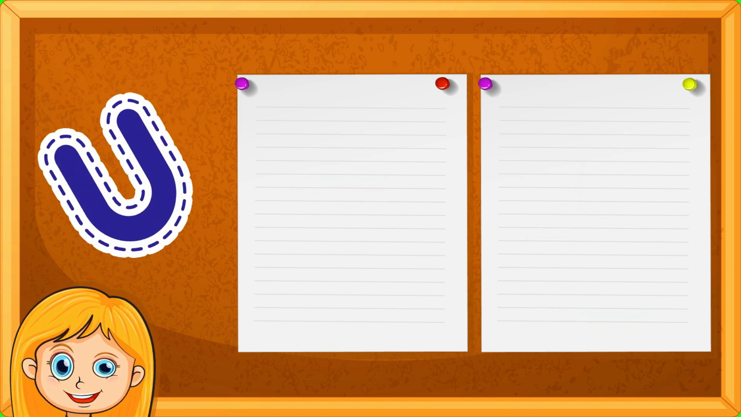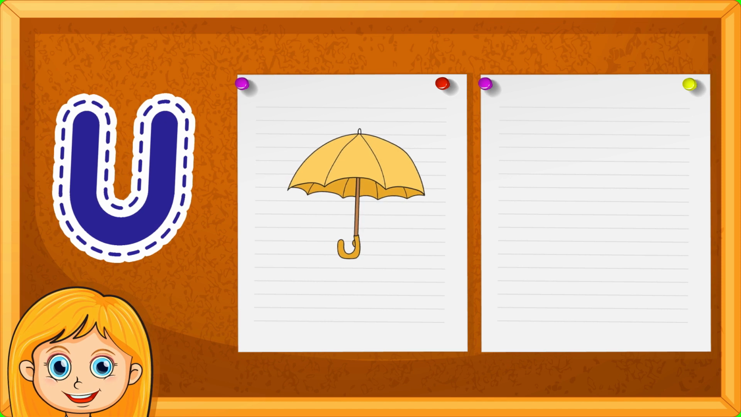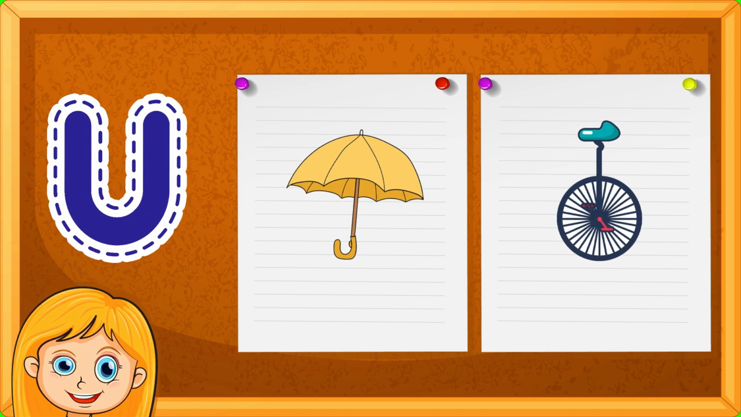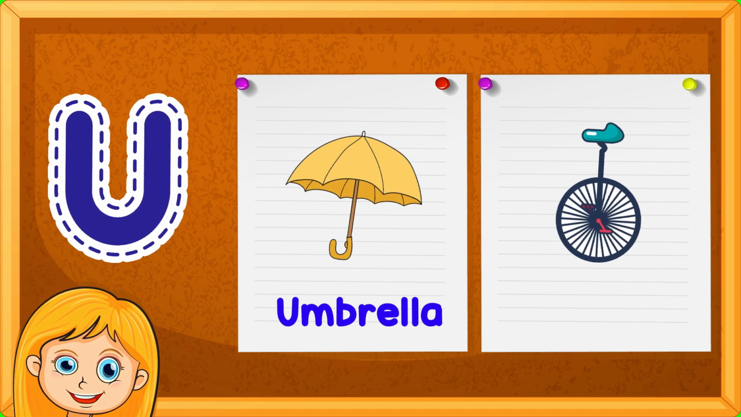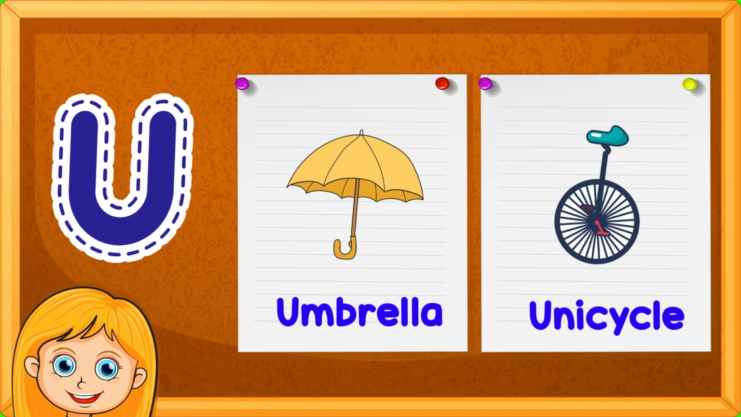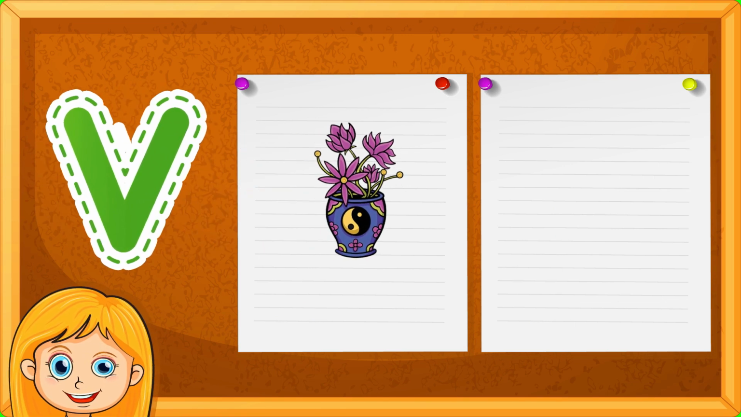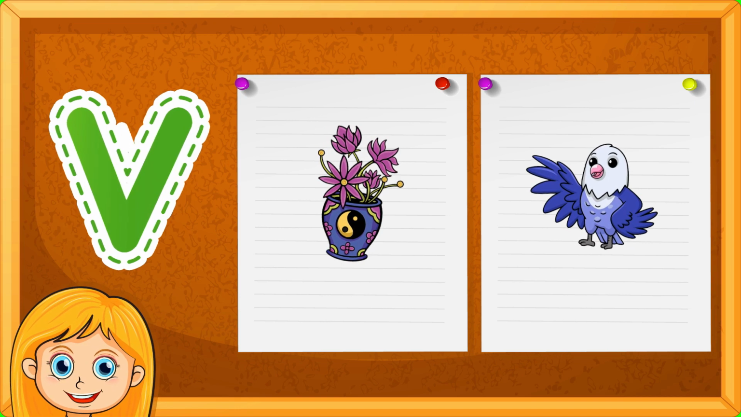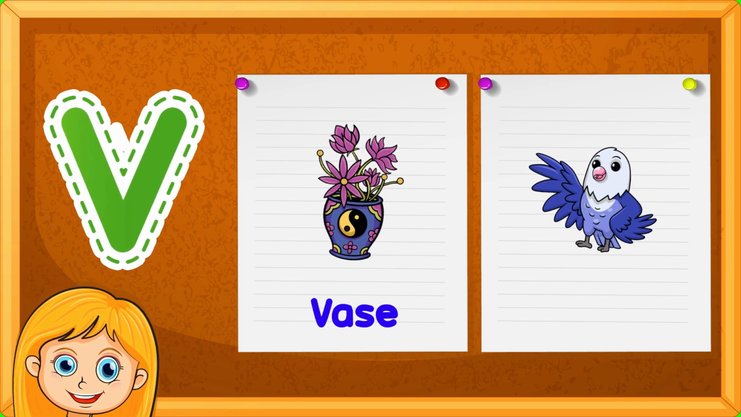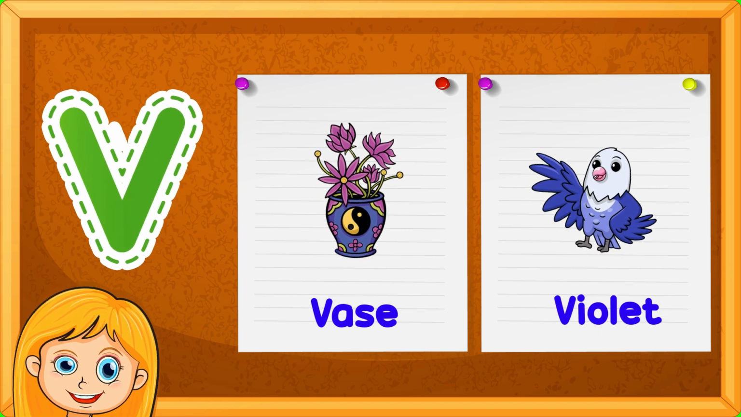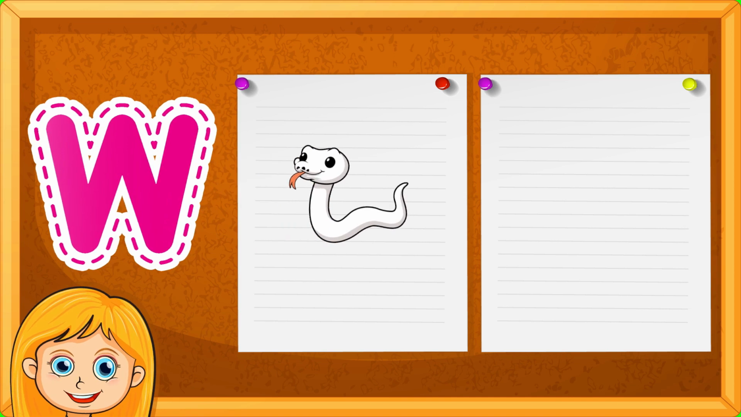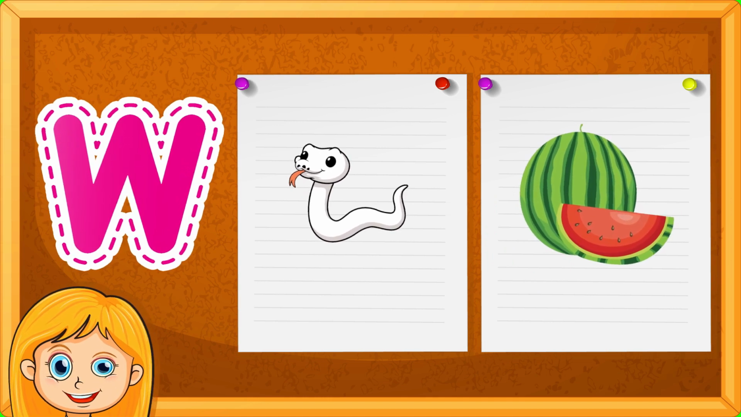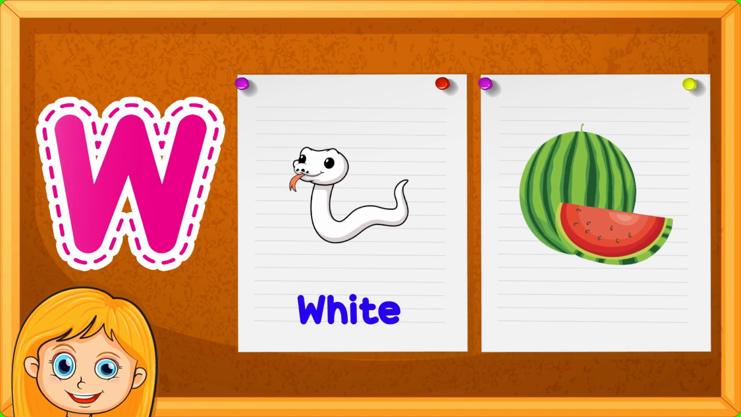T is for tractor. U is for umbrella, umbrella. U is for unicycle, unicycle. U is for umbrella. U is for unicycle. V is for vase, vase. V is for violet, violet. V is for vase. V is for violet. W is for white, white. W is for watermelon, watermelon. W is for white.